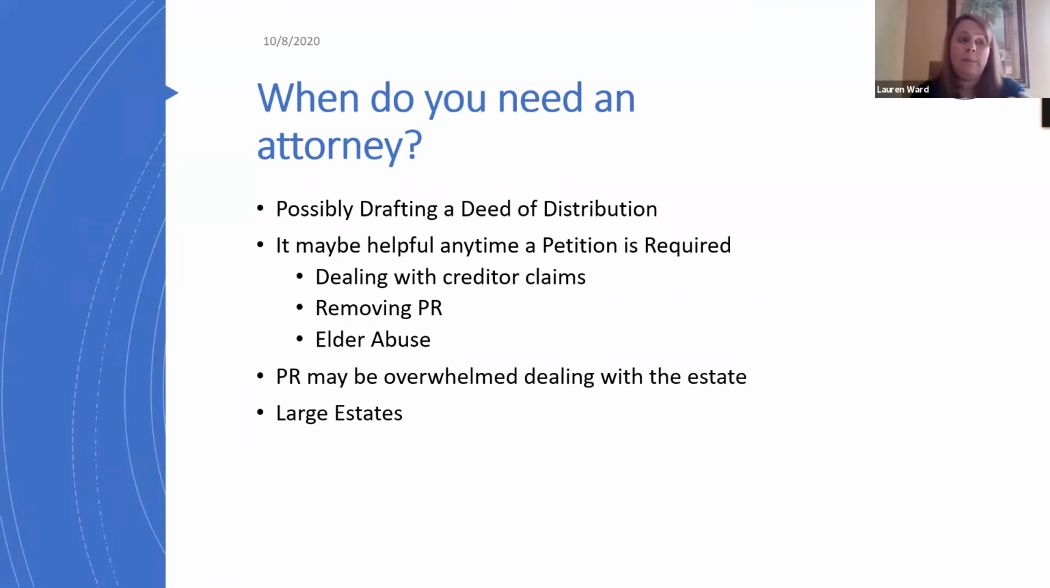I think anytime a petition is required, that may be a time where attorneys are needed, such as elder abuse, removing a PR, petition to sell real property, or dealing with creditors' claims and you're not sure how to handle those. Sometimes in larger estates where it's a PR who is just an individual and not a corporate PR, they could be overwhelmed and not sure how to handle it. So that's the time they may want to look at having an attorney just walk them through the probate process. But that's kind of a personal decision, but I do think there's times it's more helpful than others.